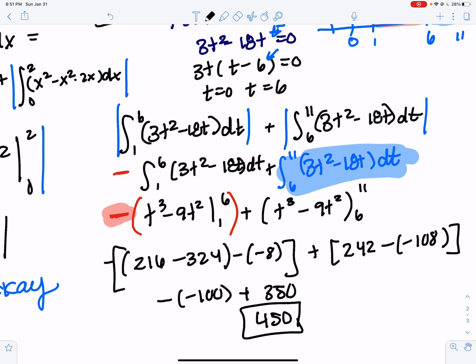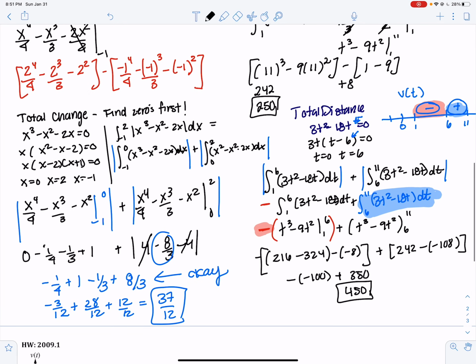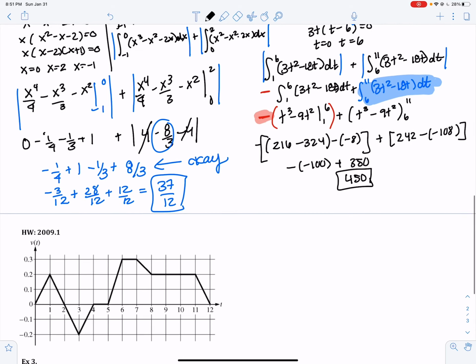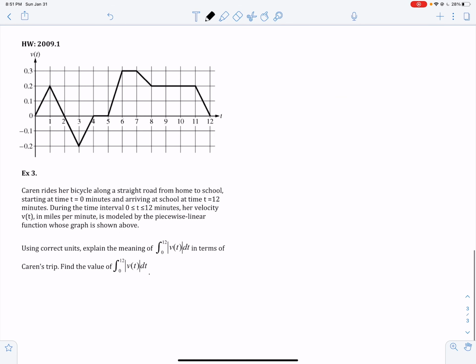Okay, so that would normally be it for today, except I want to do an example from the homework. So we're going to do one more. So the last example is from the homework 2009.1, or example 3 in this foldable. So if you have your worksheet, just get that worksheet and look at the problem there.